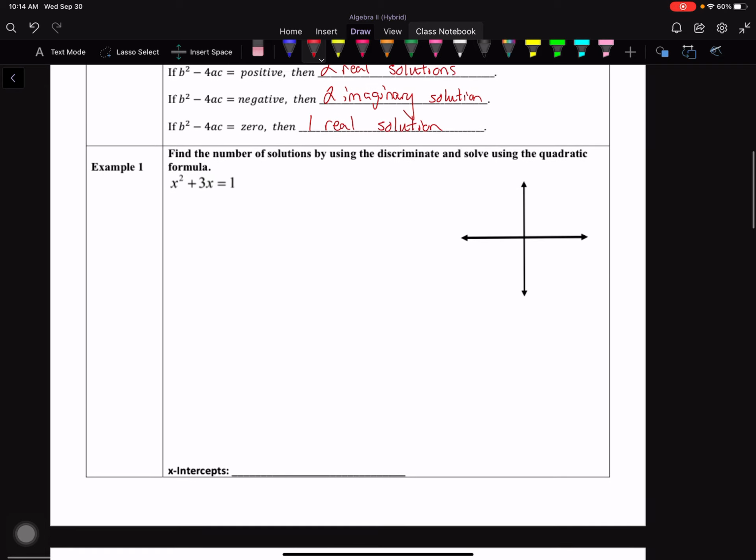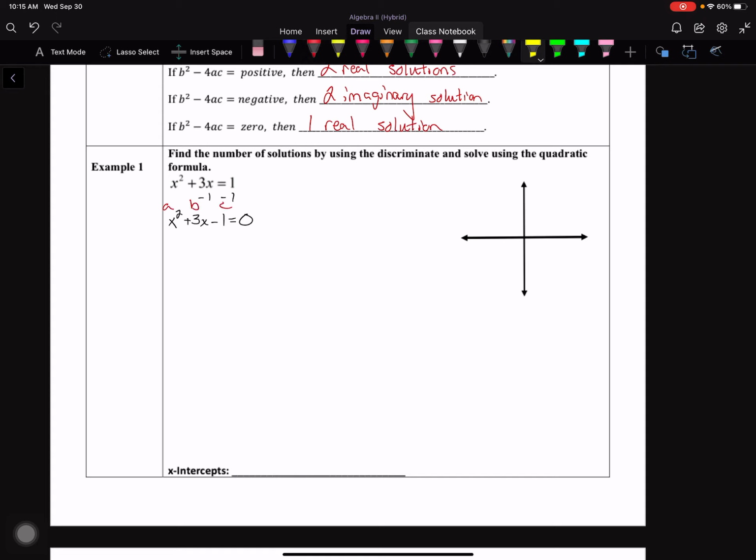So the directions say to find the number of solutions by using the discriminant, then solve using the quadratic formula. Before you begin, you need to make sure that these equations equal 0. In this case, we can do that pretty quickly by subtracting 1 from both sides. So we will have x squared plus 3x minus 1 equals 0. Now we can go ahead and label A, B, and C.